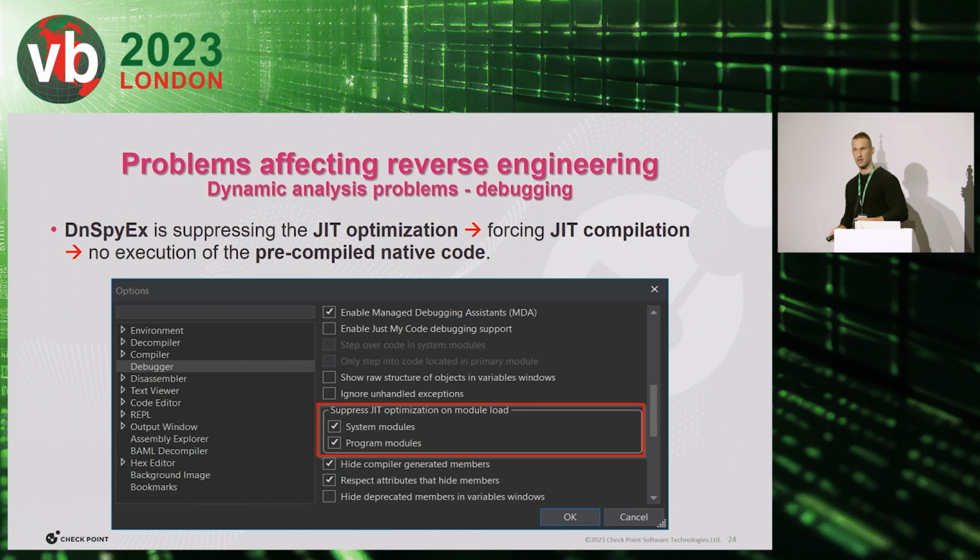If you want to set a breakpoint and you really want to break there, you need to suppress the JIT optimization. Yeah, this is the reason why dnSpyEx has this preset. So in case of dnSpyEx, there is no execution of the precompiled native code. The IL code will be compiled again, and it will result in different execution in dnSpyEx and normal execution.